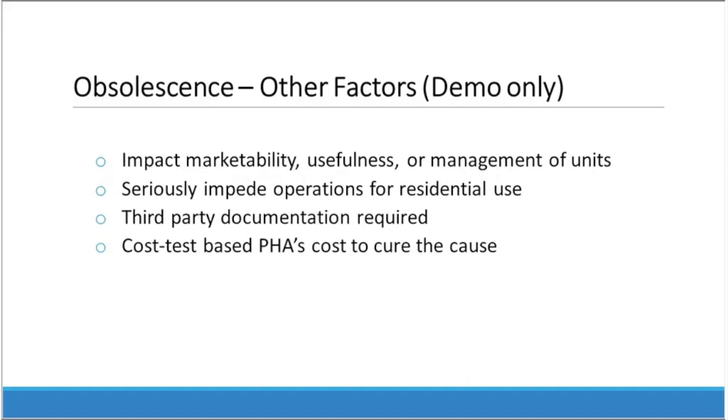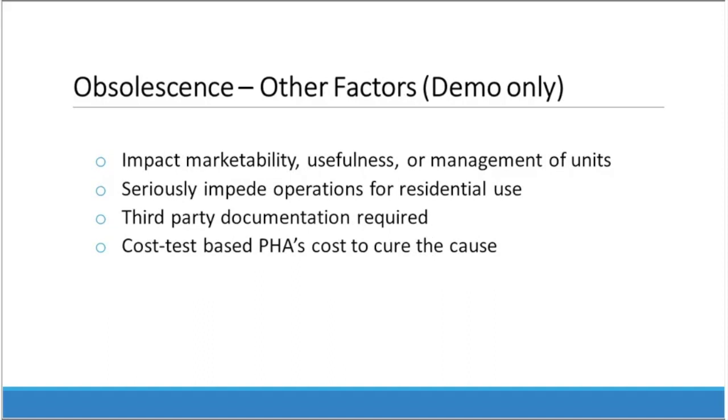Some other obsolescence factors relate not to the TDC calculation, but impact marketability. Is your building, if you no longer have a need for 1 bedrooms in your community? Or do you no longer have a need for 4 bedrooms because maybe your community is getting very old and families are moving out and what's left are a lot of low-income elderly folks? So maybe your bedroom mix doesn't match what your needs are.